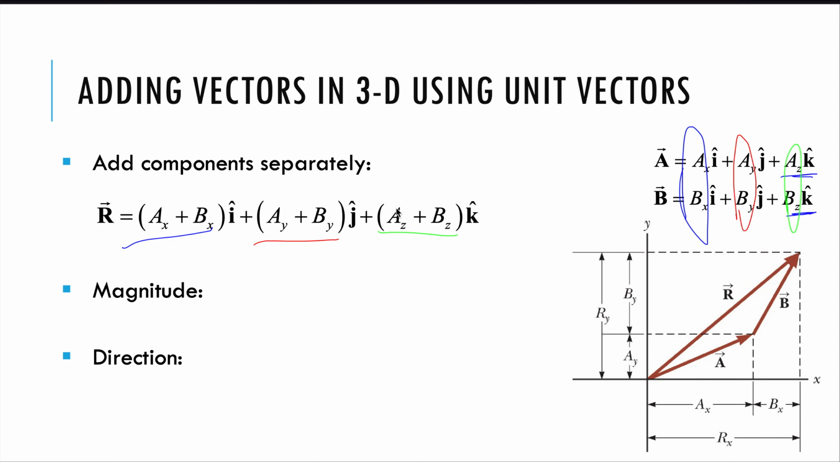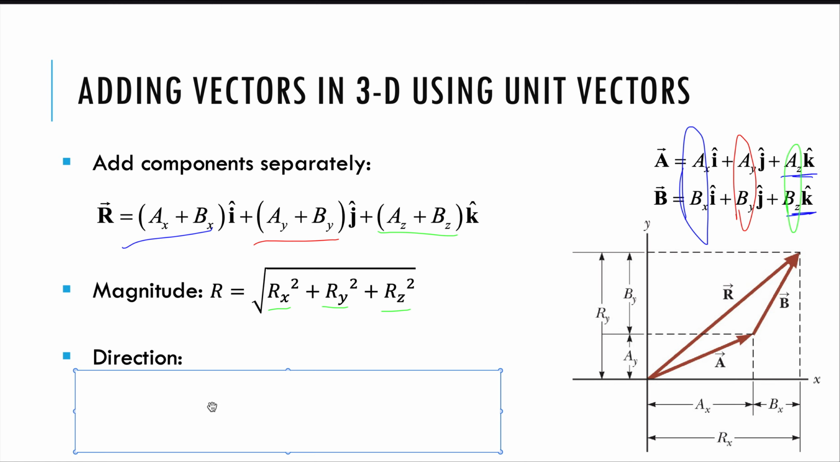To find the magnitude of the vector, you're going to use the Pythagorean theorem again. But this time, because it's 3 dimensions, you have Rx squared plus Ry squared plus Rz squared and take the square root of that.